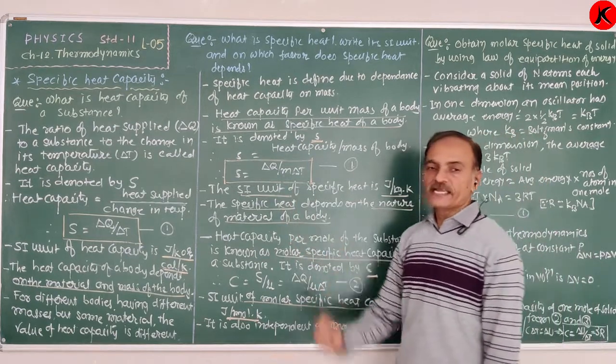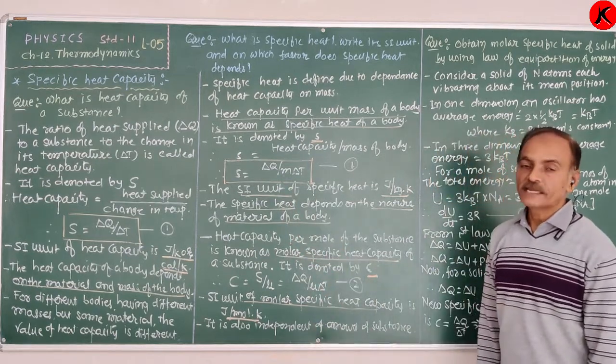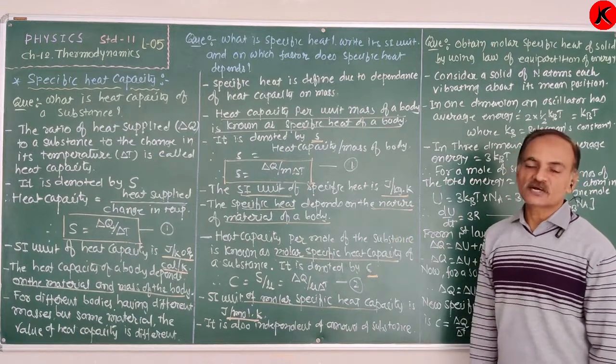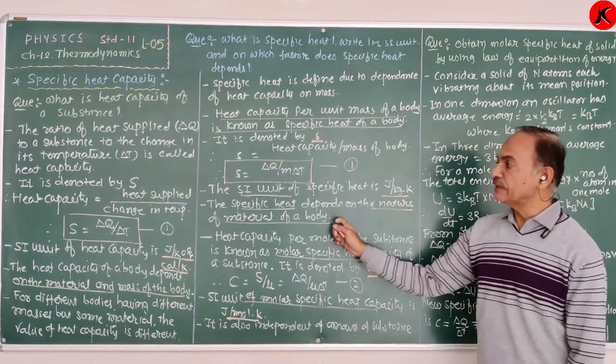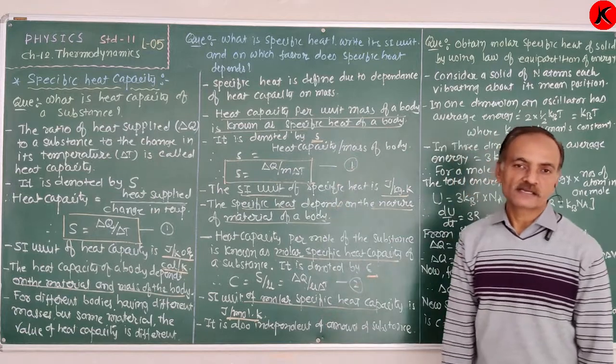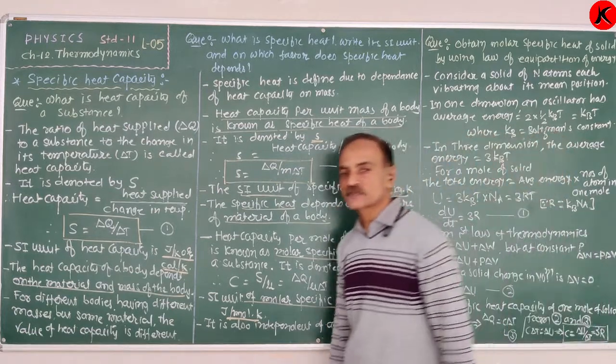The specific heat of a body depends on the nature of the material of the body. It is independent of the mass of the body. It does not depend on the mass of the body.